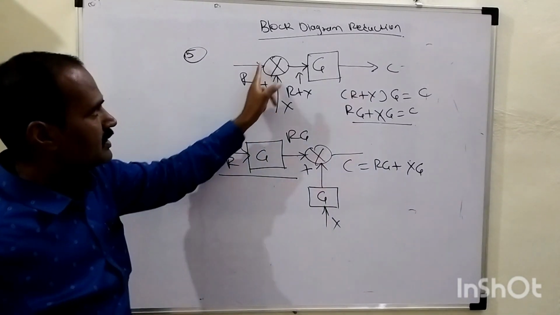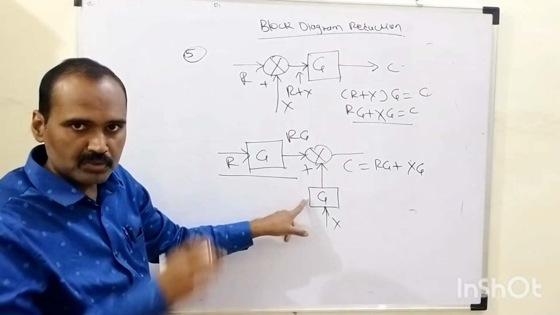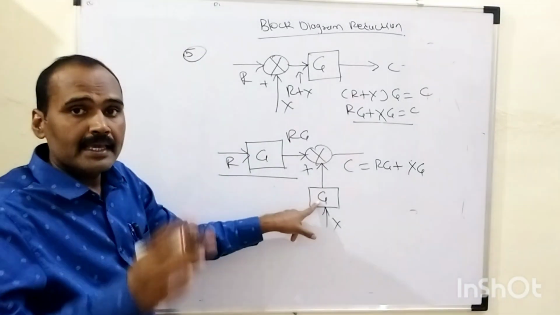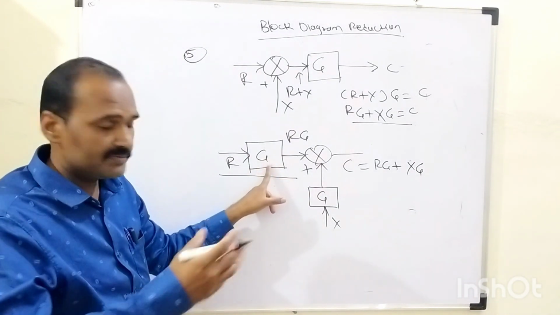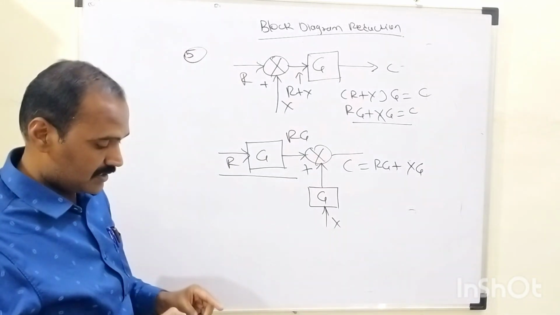So in order to shift this summing point after this block, what do we need to do? We need to add one more block to the lower terminal of that summing point which is to be shifted, whose gain is exactly equal to the gain of this forward path. That is nothing but, if it is G1, it will be G1, G2, G3, whatever it may be, right? Now this is rule number 5.